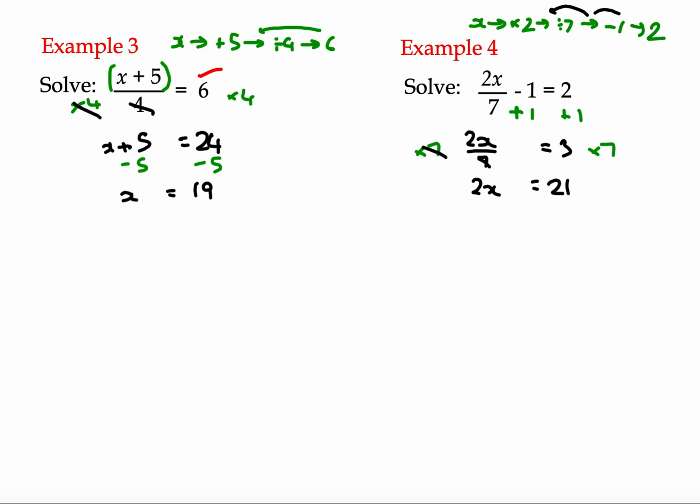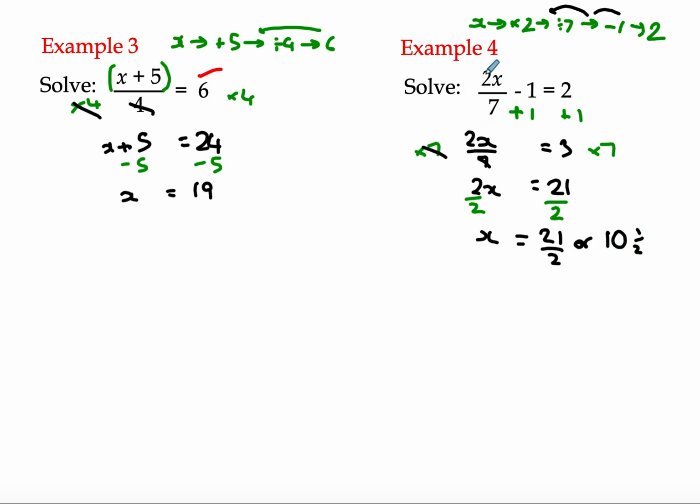And I've got 2x equals 21, so I know to divide by the coefficient of the x, then divide through by 2. So on the left-hand side, I've just got x. Now on the right-hand side, of course, 21 doesn't divide evenly into 2 parts, so I can leave it as that. That could be my answer, 21 over 2. If you wanted to change that into a mixed number, we could write 10 and a half.